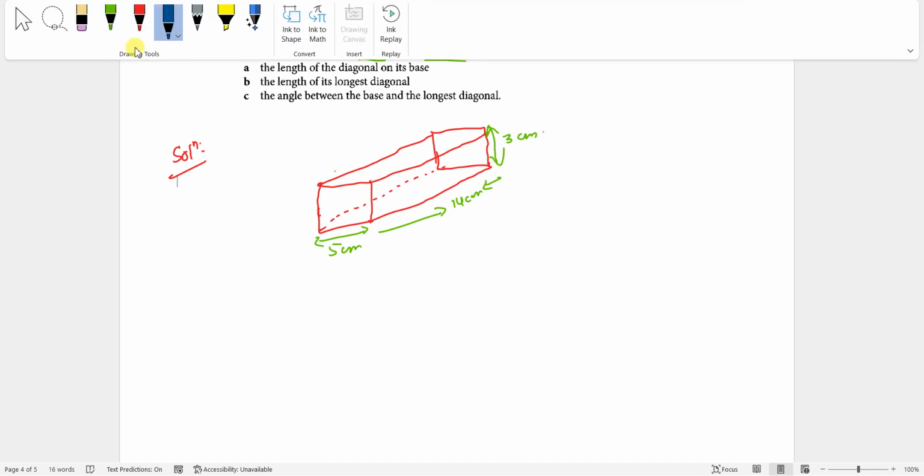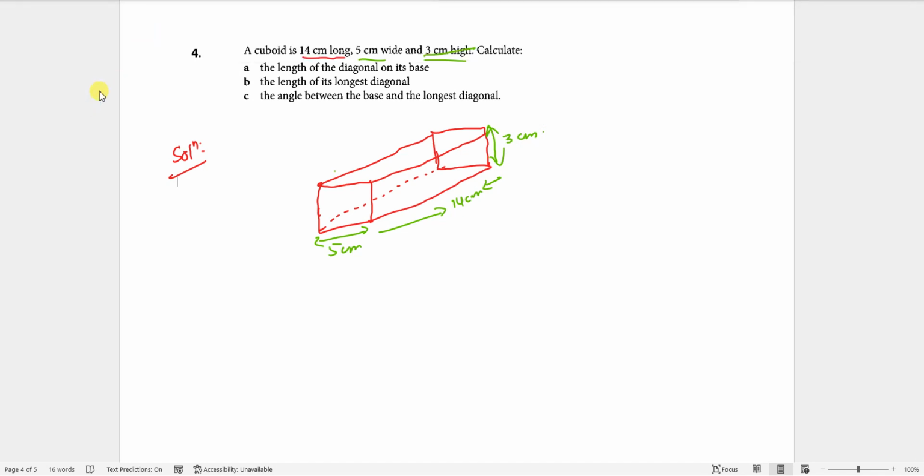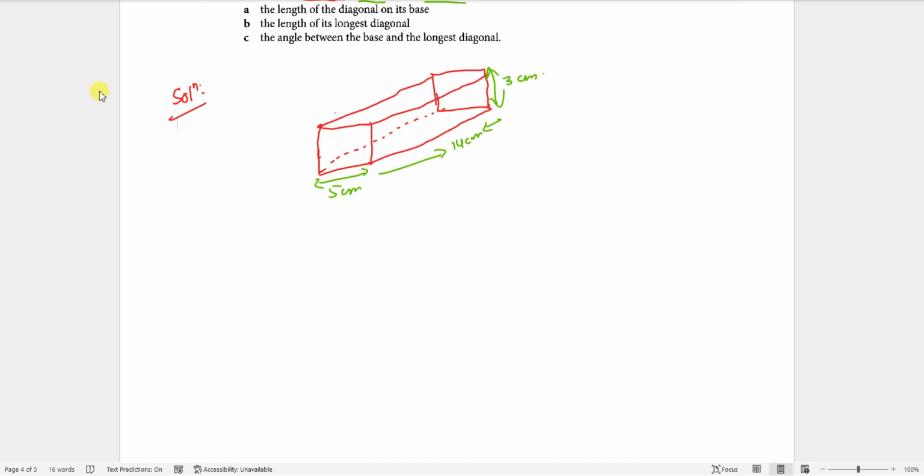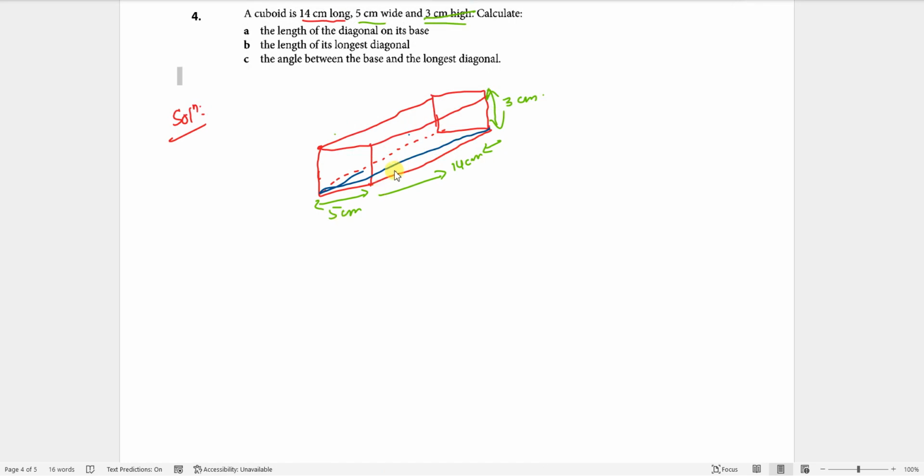Great. So now it says question 1, the length of the diagonal on its base. This means, okay, this is the cuboid, so they're asking for the diagonal. Okay, diagonal, that means the longest one. Sorry, I drew the diagram a little tilted. So how do we find the length? Part A, the length of the diagonal on its base.